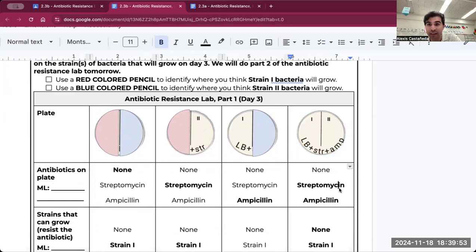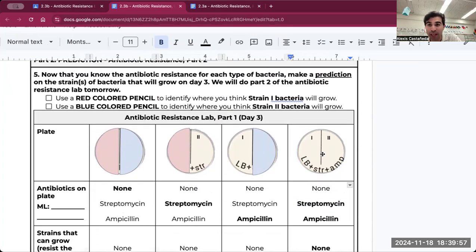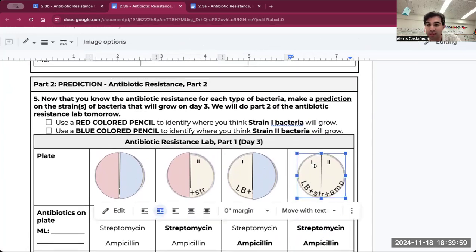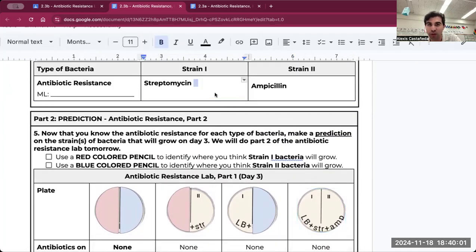And this plate does have ampicillin. It has ampicillin and streptomycin. It has both. So I should not see growth on the one side because there's ampicillin here that will kill strain 1. Because this strain, again, is only resistant to streptomycin. It is not resistant to ampicillin.